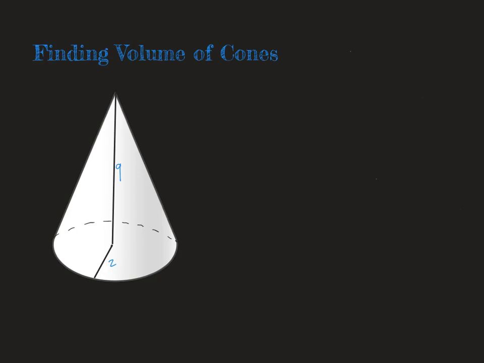To find the volume of cones, we're going to write the formula, which is volume equals pi r squared height, but now we're going to divide by 3. In this case, our r is going to be 2, and our height is going to be equal to 9. So we're going to plug it in. We have pi times 2 squared times 9, and everything is going to be divided by 3.